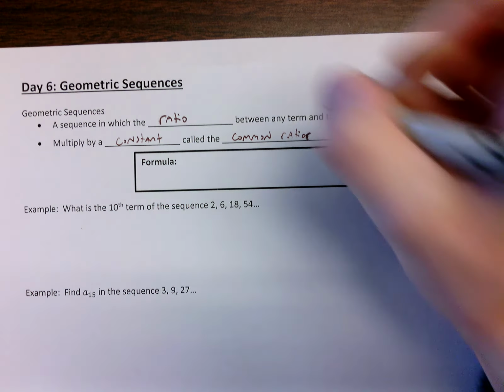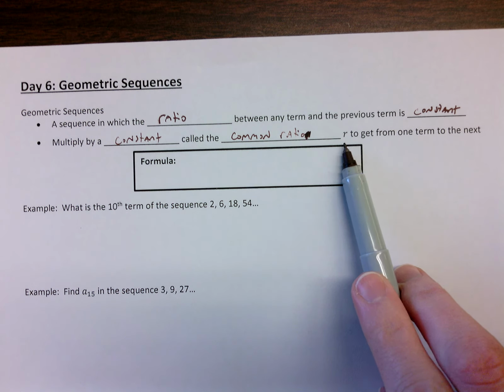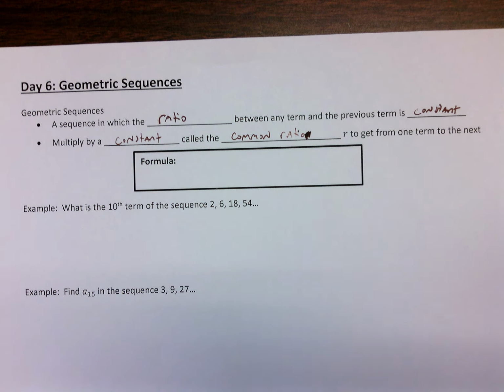There's no R at the end of that word. Okay, common ratio, I spelled it wrong, which we use the term r for, to get from one term to the next. So with an arithmetic sequence, you're adding to go between terms. With a geometric sequence, you're multiplying to go between terms.